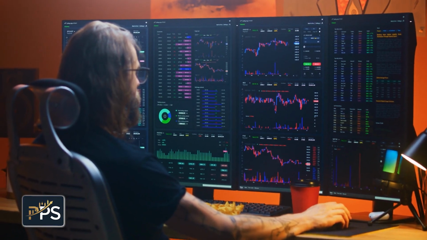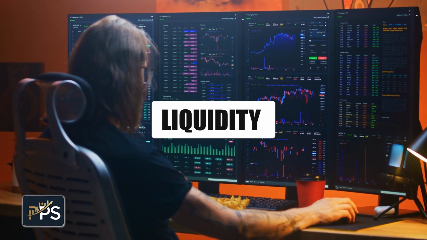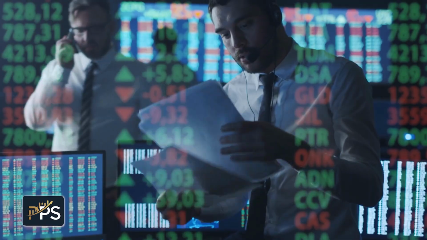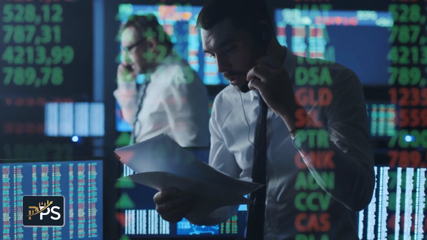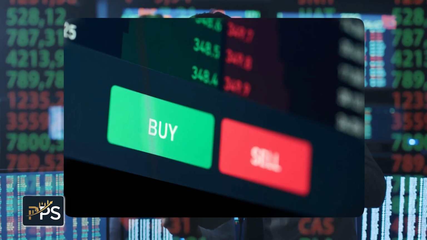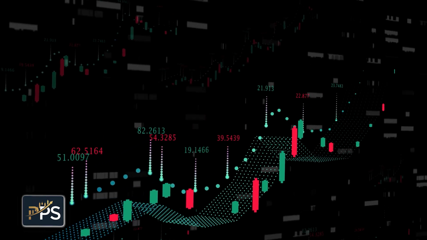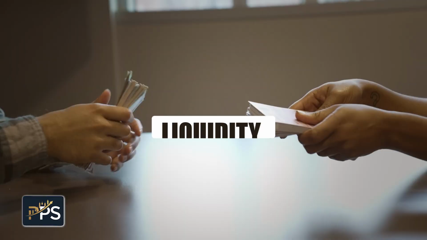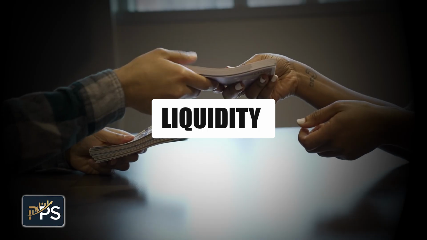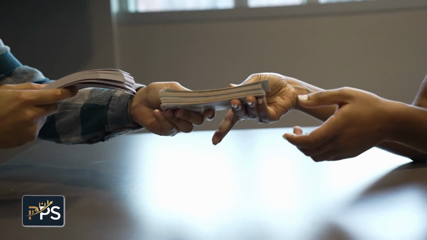One of the most powerful ideas in chart reading is liquidity. Experienced traders and institutional investors often focus on liquidity zones because they reveal where buying and selling pressure is the strongest. If a trader learns to identify liquidity on a chart, they gain a huge edge over others. Liquidity essentially determines how easily a transaction can take place in the market.